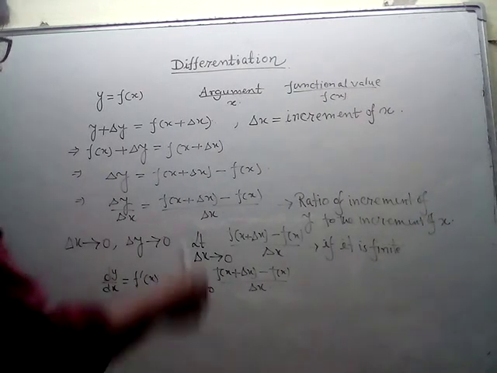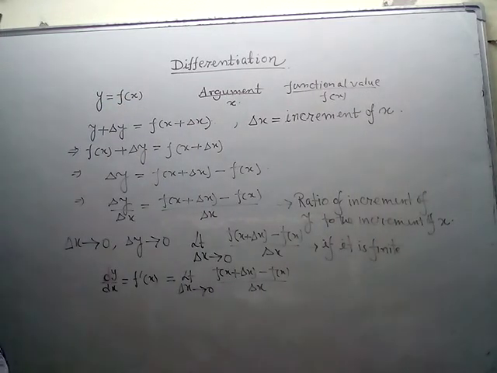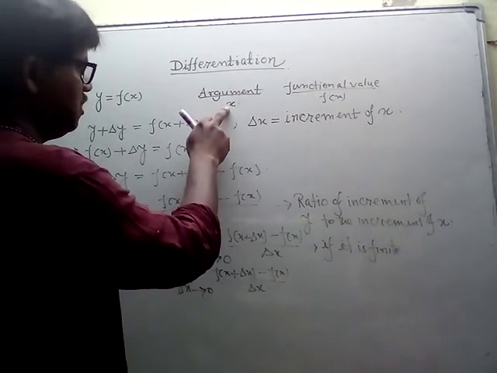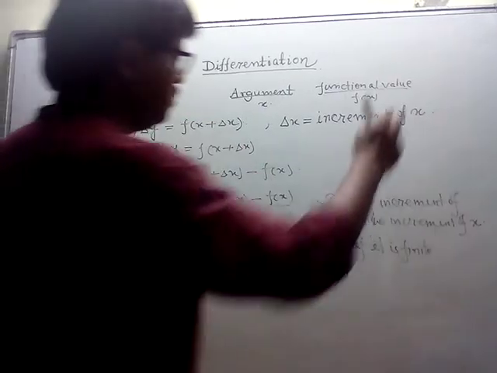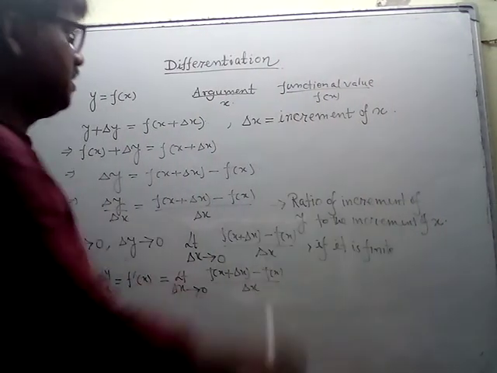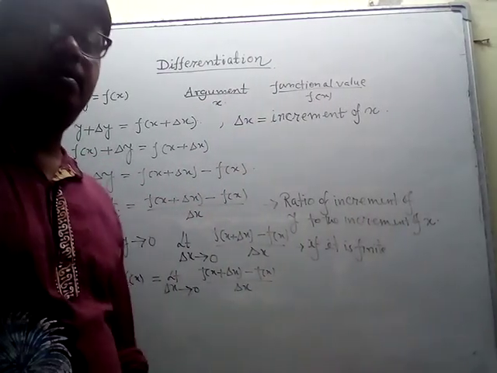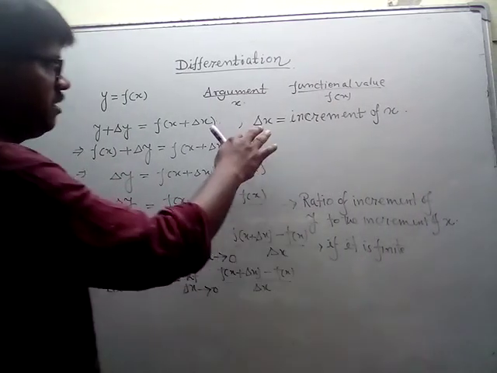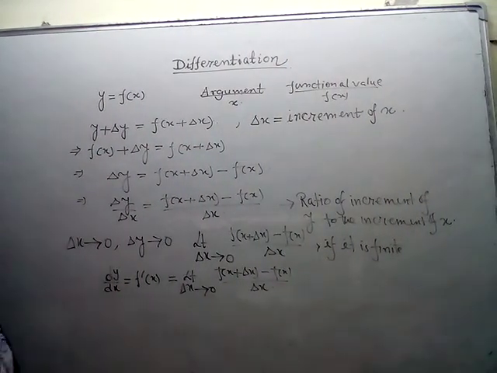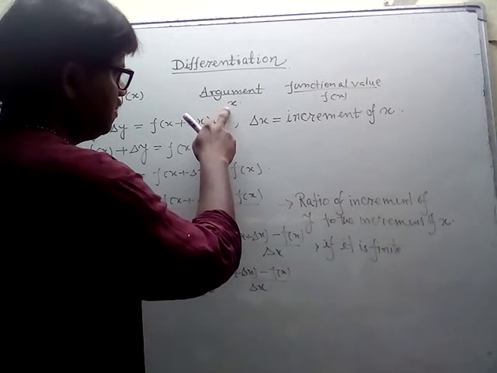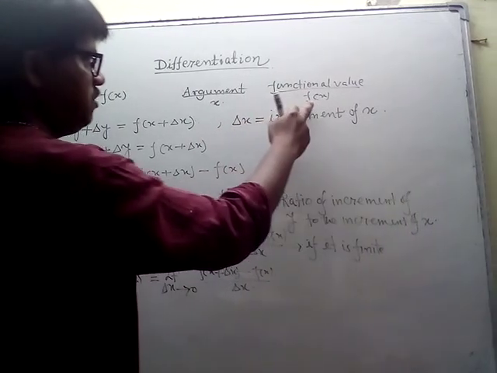Suppose when the argument is x, the functional value is y equals f(x). If the argument x receives an increment delta x, it is immaterial whether delta x is positive or negative. The increment of x may be positive or negative. If x, that is the argument, receives an increment delta x, then f(x) will change.